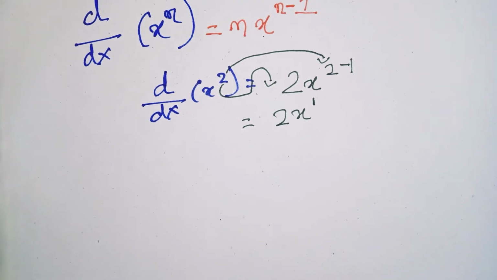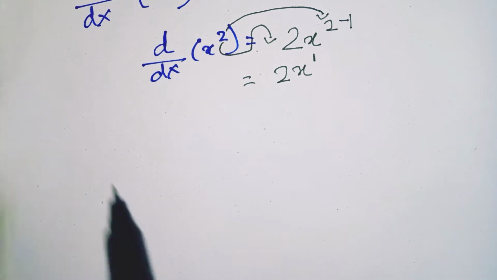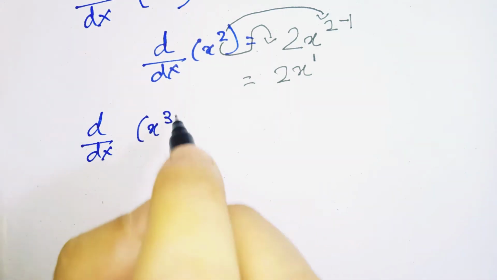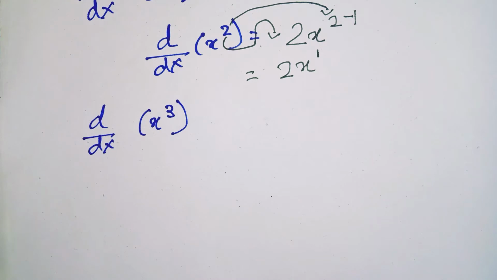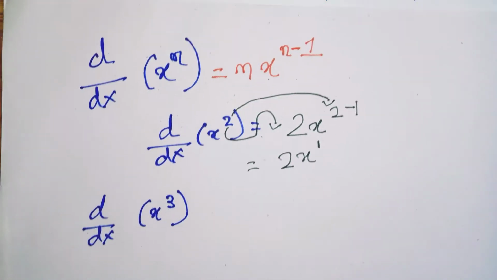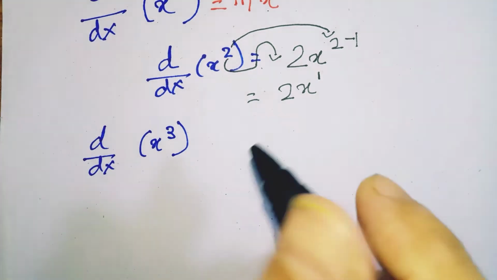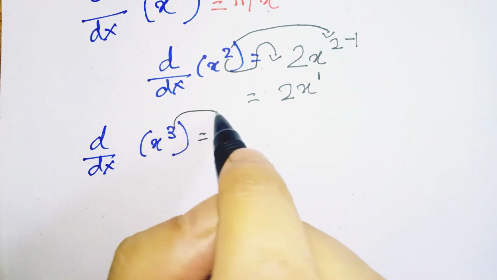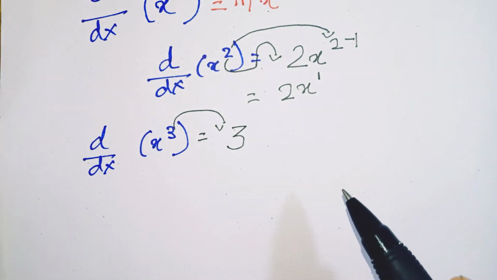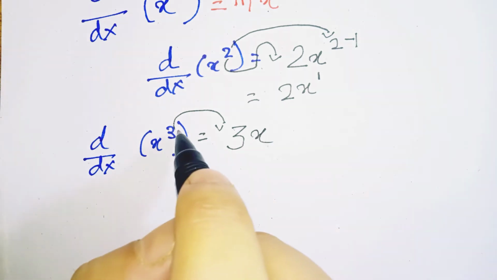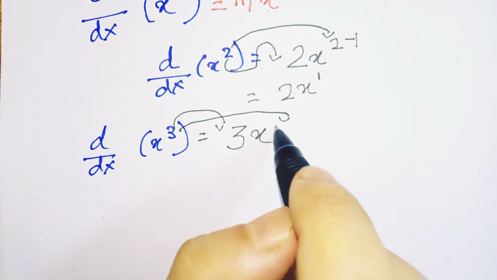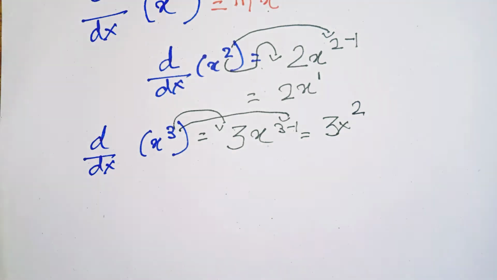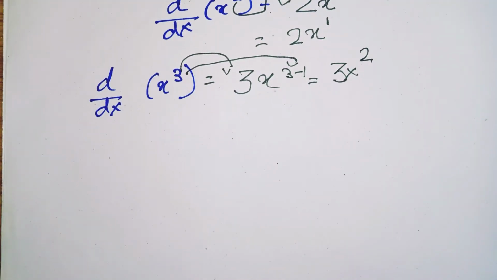Let us see another example. What if we find d by dx of x raised to the power 3? We use the power rule, which is right in front of you on the top. We first bring the power to the front, so we write 3, then we write x, then we take 1 less from the power, so it would be 3 minus 1. This is 3x raised to the power 3 minus 1, which is 2. That is how we are using the power rule.